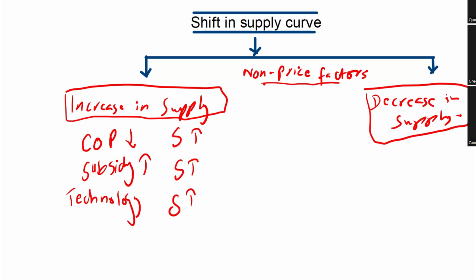And now moving to the decrease in supply. Decrease in supply is also caused by the changes in non-price factors, and non-price factors are the factors other than price, such as cost of production.